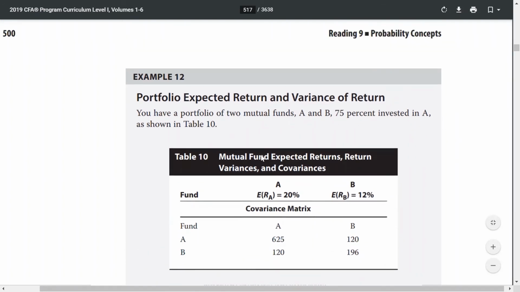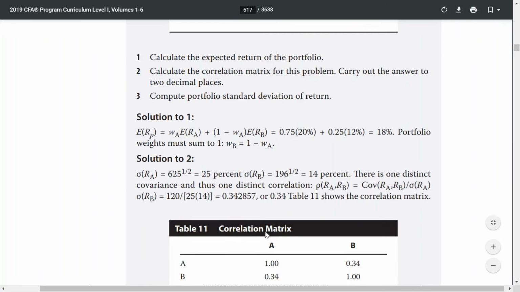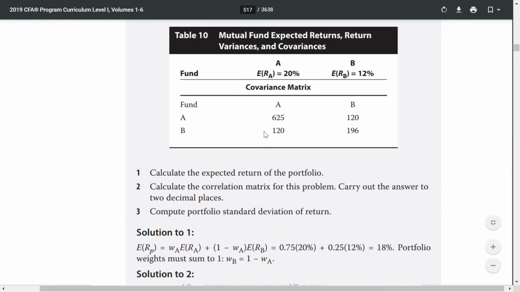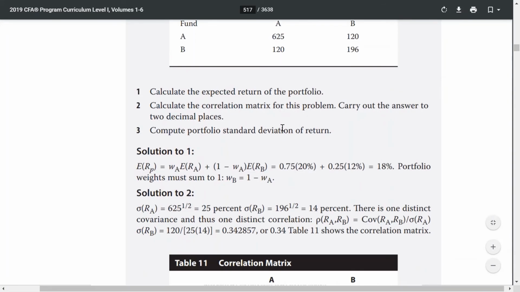75% in A, and then I would expect 15% in B. Okay, something like that. Calculate the expected returns of the portfolio. Calculate the correlation matrix of this problem. Carry out the answer to two decimals.